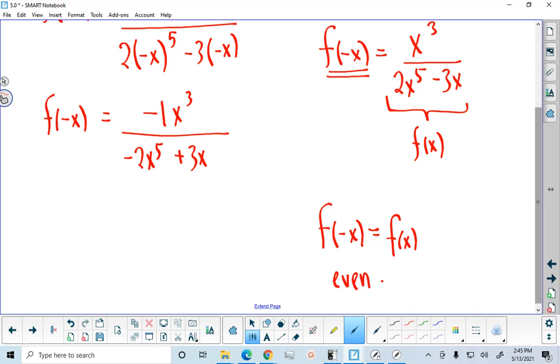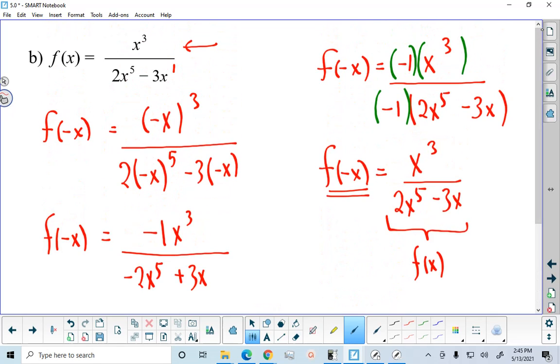Now, with experience, you don't necessarily have to do this. I could have told you that this was even, because if the top of this expression is odd, and it is because the exponents in the top are all odd, and the bottom of the expression is odd, because all of those exponents are odd, then the top will be the negative of the old top, the bottom will be the negative of the old bottom, and the negative of and the negative of cancel.